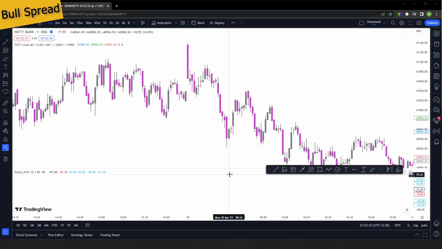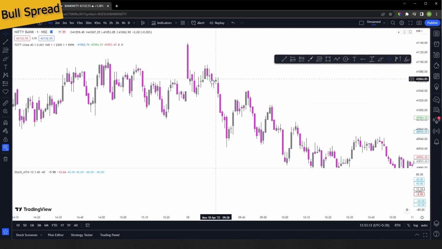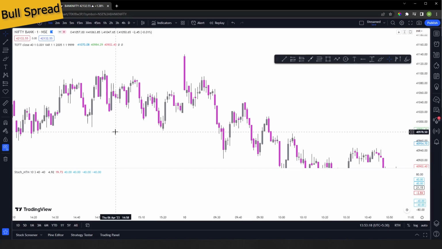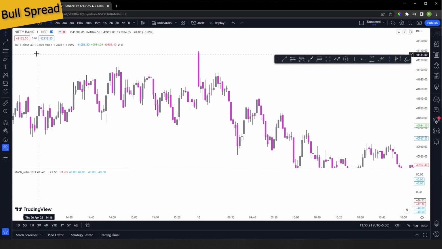So today I'm going to teach you guys a new strategy. This is used for index, that is Nifty and Bank Nifty. The strategy is pretty simple and very straightforward. For this, what we are going to do is we require a couple of indicators.